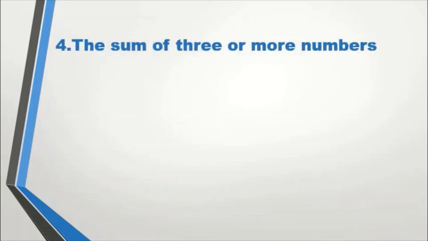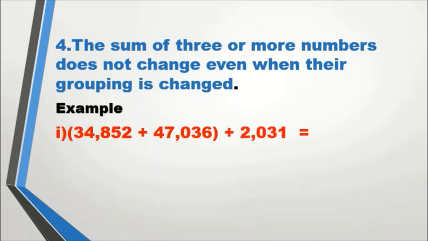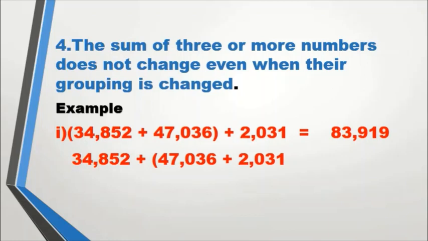Fourth property. The sum of 3 or more numbers does not change even when their grouping is changed. Now let us understand this property using an example. Sum of 34,852 and 47,036 is added to 2,031 and the sum is 83,919. Now let us add 34,852 to the sum of 47,036 and 2,031. And what is the sum, children? It is the same, 83,919.